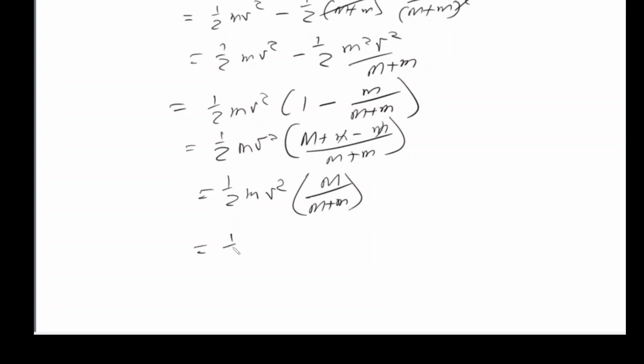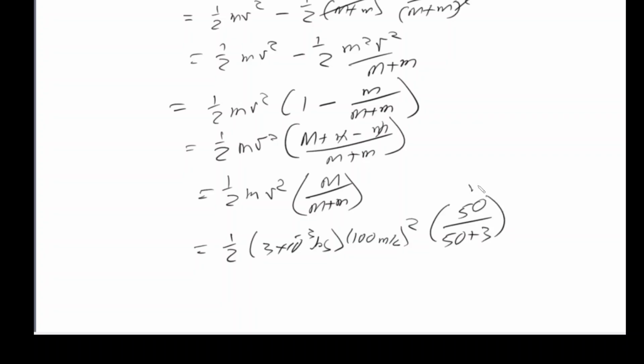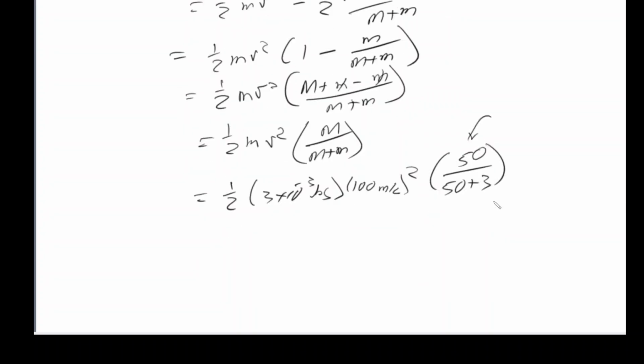And we can put these numbers in. 1/2, the mass of the bullet is 3 times 10 to the minus 3 kilograms, times v squared, which was 100 meters per second squared, times big M, which is 50, over big M plus little m, which is 3 grams. But this ends up being a ratio, so the units don't matter, which if you do the calculations, comes out to be 14.2 joules, which is equal to 3.4 calories.